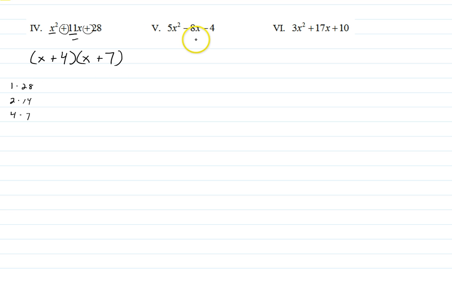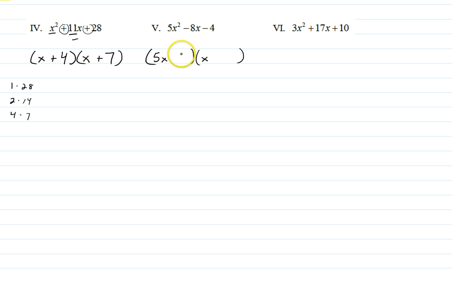Now for this one, we can do reverse FOIL again. What's nice about 5 is that it's prime, so we know it's going to be 5x and x. But now, because this is negative, that means this could be positive, negative, or negative, positive. So it's a little bit more work.